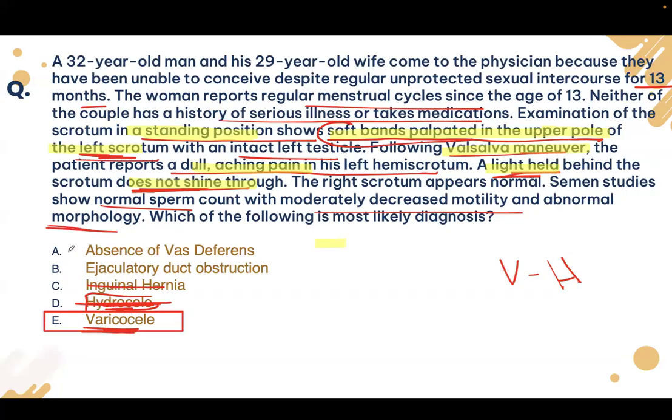And then we are left with A and B. A and B both are almost the same because in A and B there are no sperms. And here we can see that the semen analysis showed that there is normal sperm count. So that's why we can just cross them out. And the answer is varicocele.